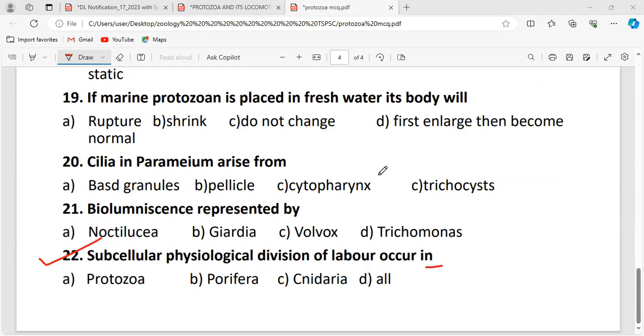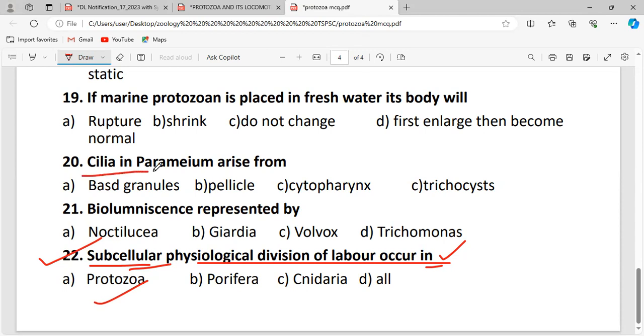Okay, subcellular physiological division of labor means what? Each organelle is destined to do a different function. For example, food vacuole is for digestion, contractile vacuole is for osmoregulation. But in protozoa, it is not very well developed. That is why it is called the subcellular physiological division of labor. So the answer is protozoa.